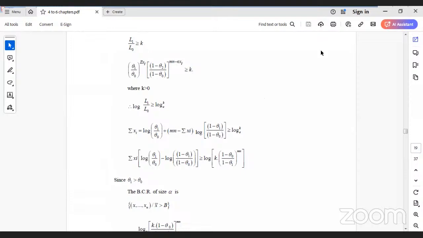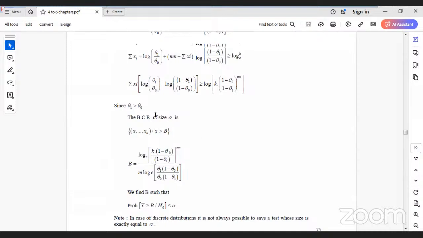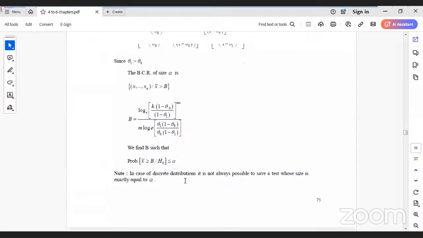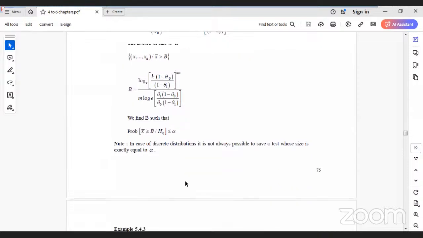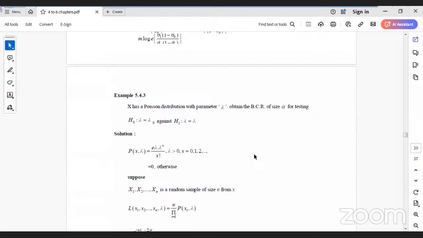theta naught, the best critical region we are taking here with size alpha. So x1, x2, x3, xn such that x bar is greater than b is equal to log e k into (1 minus theta naught) by (1 minus theta 1). So that is a simplification of m log e we are taking from the above equation, the best critical region m log e of theta 1 into (1 minus theta naught) by theta naught into (1 minus theta 1). We find b such that the probability of x greater than or equal to b under H naught is less than or equal to alpha. In case of discrete distributions, it is not always possible to get a test whose size is exactly equal to alpha. So one problem we have to see here.